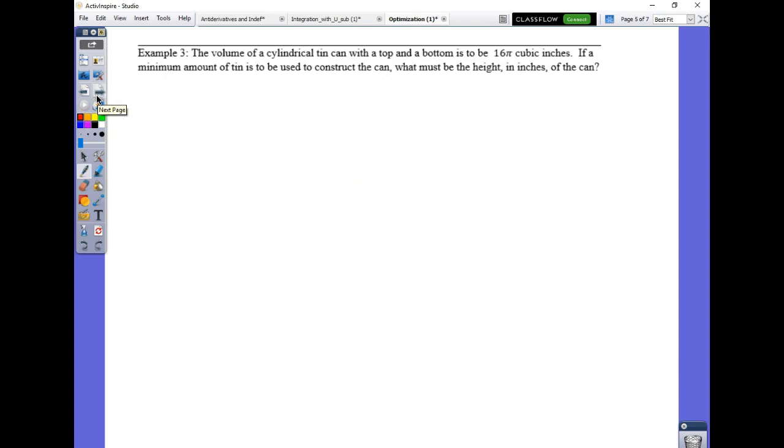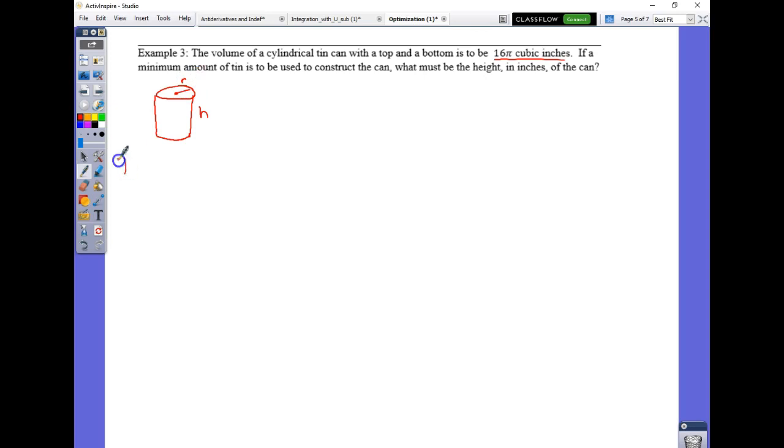is the volume of a cylindrical tin can with a top and a bottom is to be 16 pi cubic inches. So I have a given volume, and if the minimum amount of tin is to be used to construct the can, what must the height in inches of the can be? So now what we're trying to find is, assuming we have some sort of cylindrical can, like so. We know this can is going to have a height and a radius.